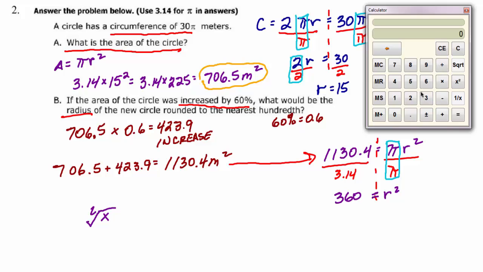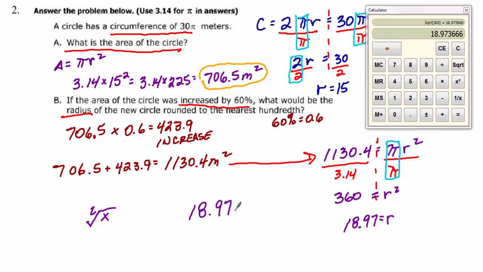So what I'm going to do is take the 360 and press its square root, and I get that big long number, which I'm just going to take the first couple places of. I'm going to go out 2 places, so that 3 tells a 7 to stay a 7, and I get 18.97 is equal to the radius. And if I bring it over here, my new radius is 18.97 meters. And that is the answer to part B.